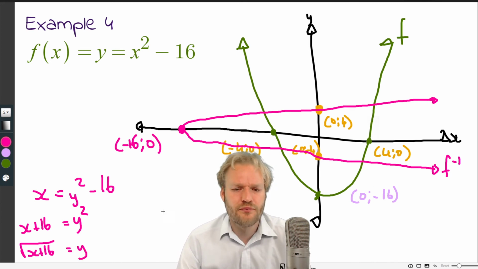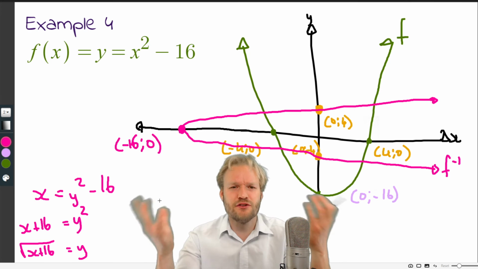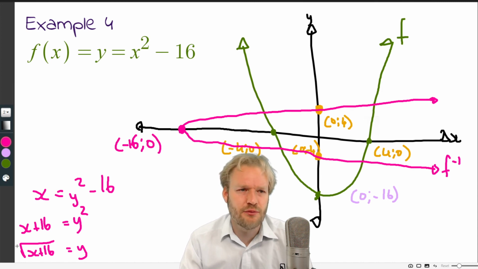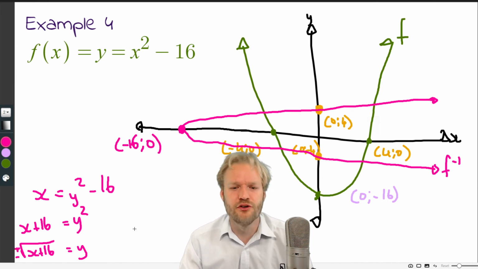equals y. But what do you know about square roots? Well, we know to take square roots of positive numbers, and the square root of anything is positive. So that would relate to this top part of the graph. So we need to take the positive or negative square root.